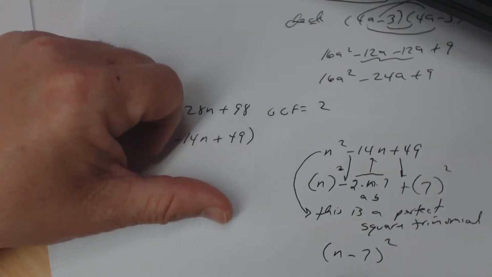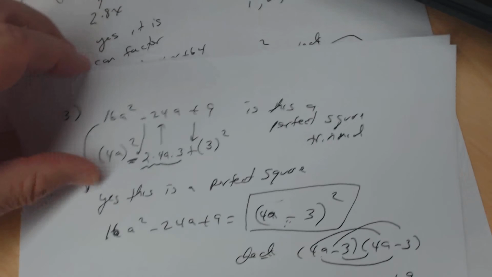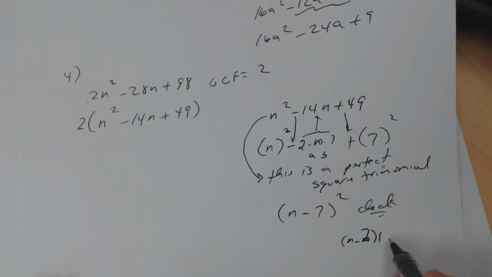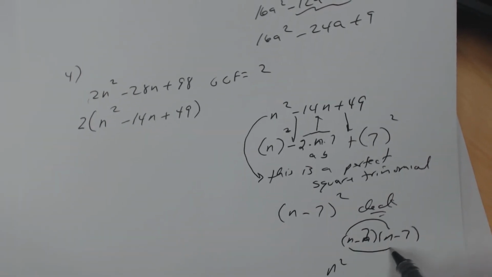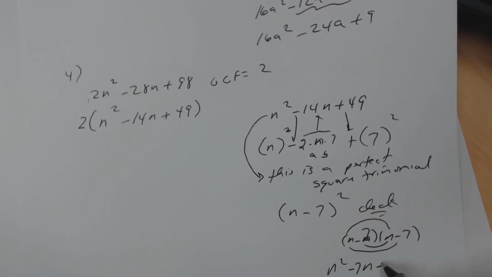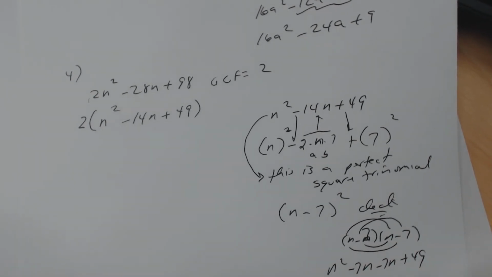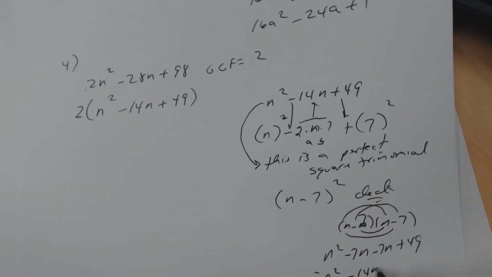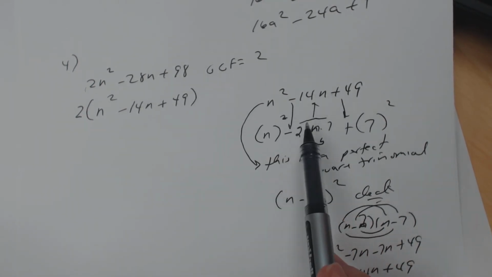But check yourself if you need to. You don't have to, but check. n minus 7 times n minus 7. So the first, n times n, is n squared. The outer, n times a negative 7, is a negative 7n. The inner, negative 7 times n, is a negative 7n. And the last, a negative 7 times a negative 7, is a positive 49. And when I combine like terms, I get n squared minus 14n plus 49, which is what I wanted. So this right here is a perfect square trinomial.